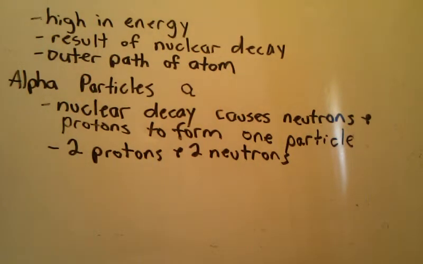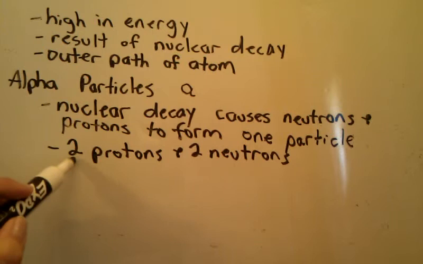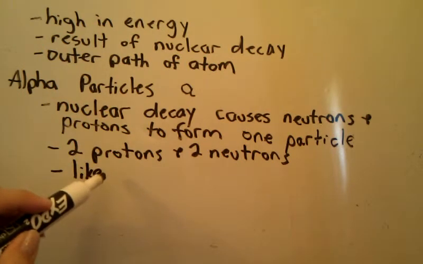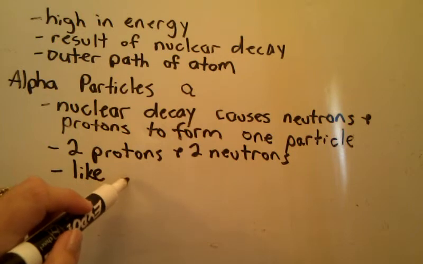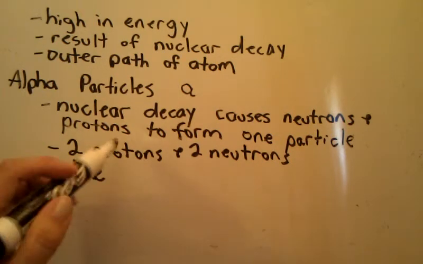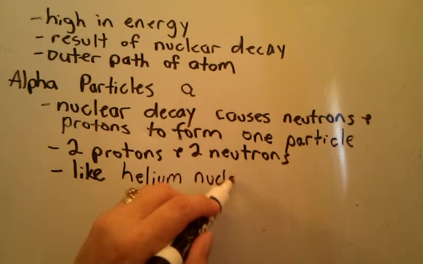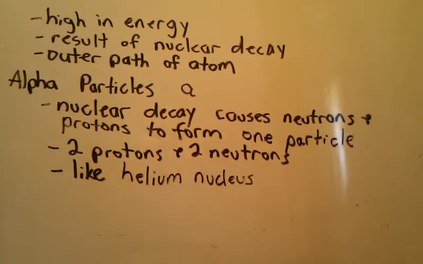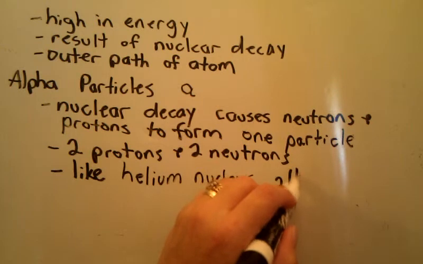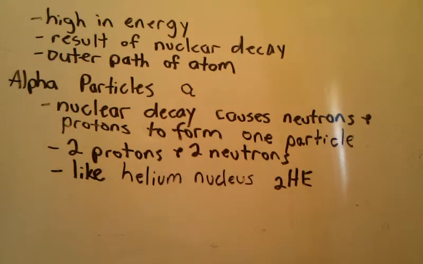An alpha particle is just like a helium nucleus, but is emitted from the nucleus of some atom rather than being made from a helium atom. So it's like a helium nucleus. And that symbol is 2He. But remember, it's emitted from the nucleus of an atom.